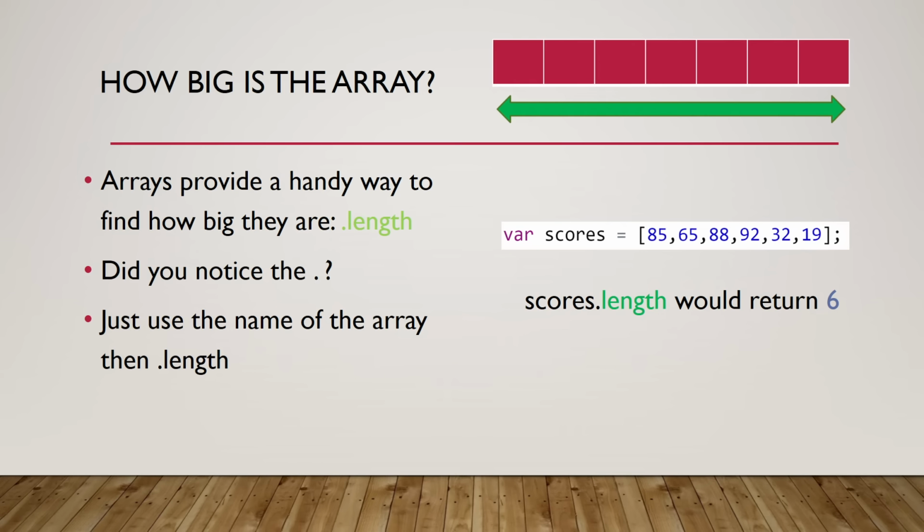Now, I showed you how to get the length of the list. We use .length to find the length of the list. So in this case, scores.length would be 6. Okay, so that's built in.